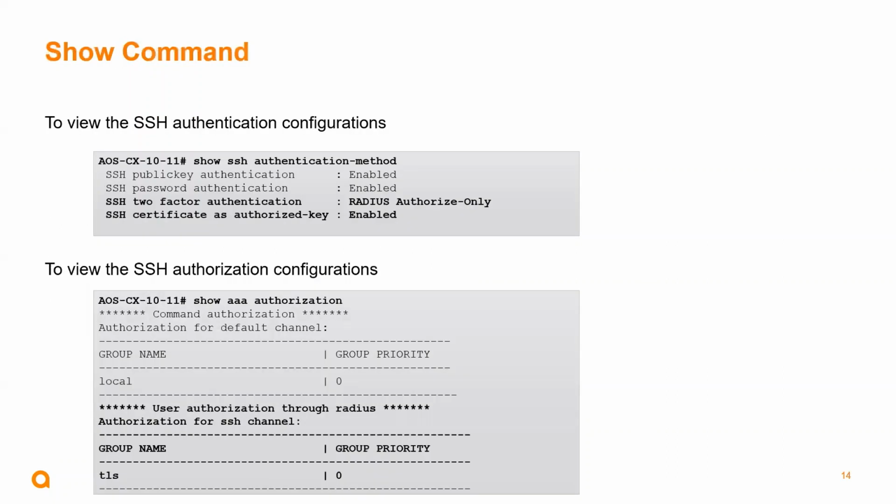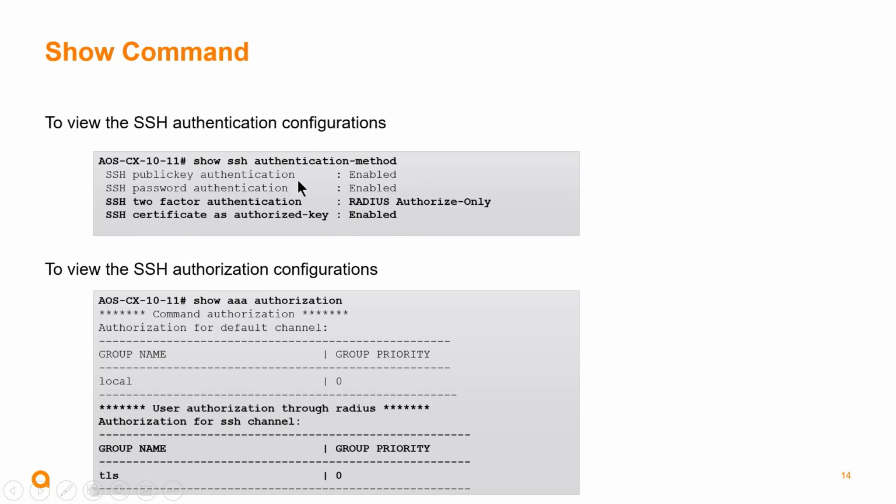So let's see the show command. Once we have configured the authentication method as two-factor, we can use the show SSH authentication method show command. This is a legacy show command here. Only the SSH two-factor authentication and SSH certificate as authorized key are the two show options added newly. It displays the method of two-factor authentication, whether it is local user or remote only, and whether the SSH certificate as authorized key feature has been enabled.